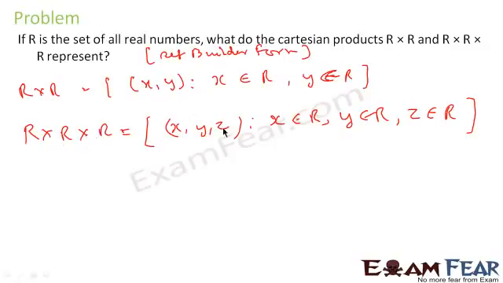Similarly, R cross R will be a set of the form (x, y, z), where x, y, z are all members of the real numbers. So we'll say x ∈ R, y ∈ R, and z ∈ R.